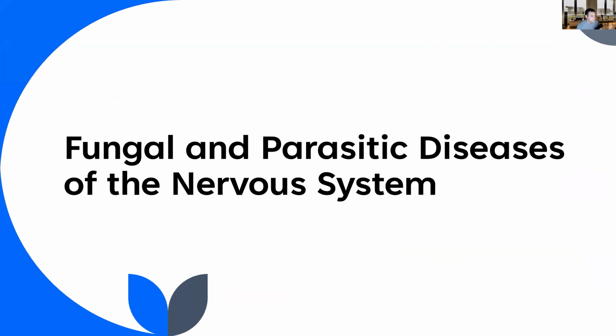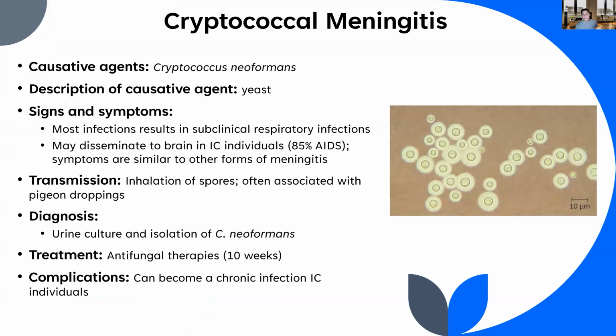All right, so we'll finish off this presentation with fungal and parasitic diseases of the nervous system. The first one we'll talk about is cryptococcal meningitis. Cryptococcus neoformans is a yeast. It's a fungus. It can cause meningitis, but that's not common in people who have a fully functional immune system. Most infections with Cryptococcus neoformans result in subclinical respiratory infections. You get a cough and then your body resolves the issue on its own.